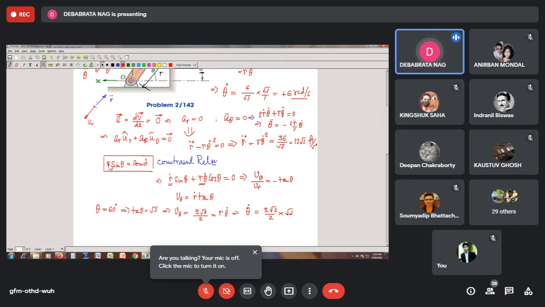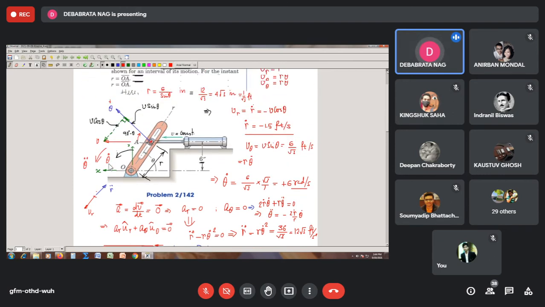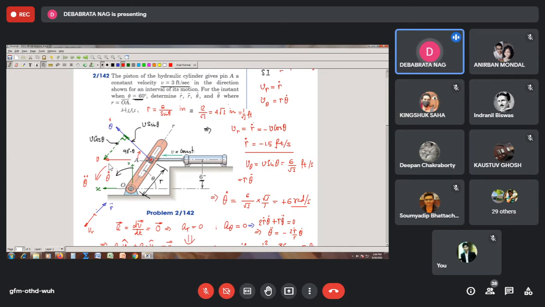So the constant relations can also be profitably used in order to find this out. Sometimes you may have to use the constant relation, or sometimes the complete resolution of your velocity expressions will give you the answer.